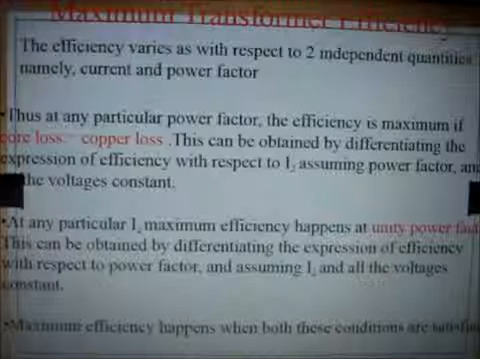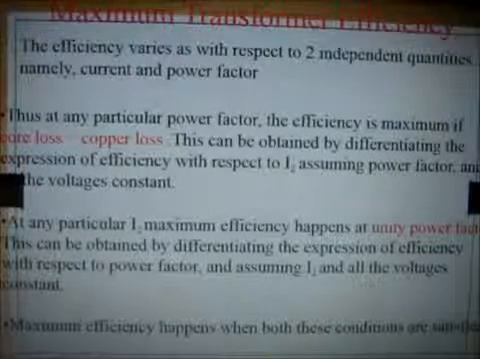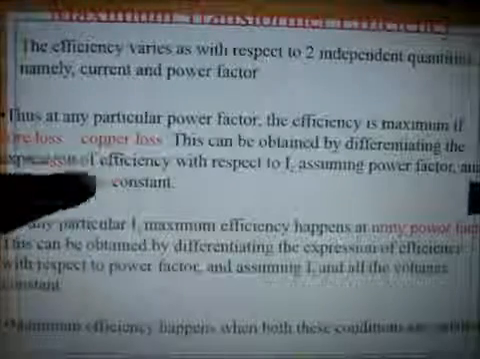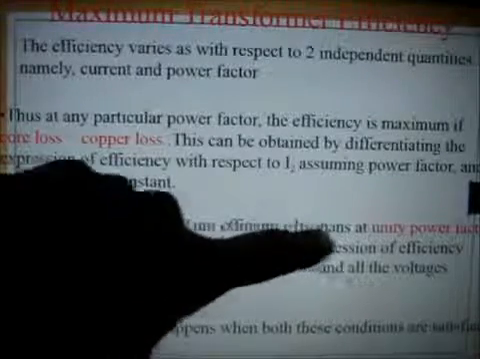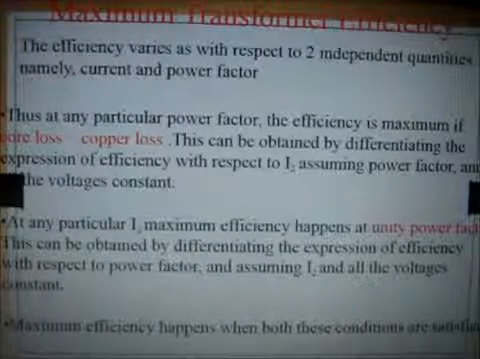So for maximum efficiency to happen, both of these conditions are very important to remember. That is, the core loss should be equal to the copper loss, and there will be unity power factor. These two cases are very important for maximum efficiency.